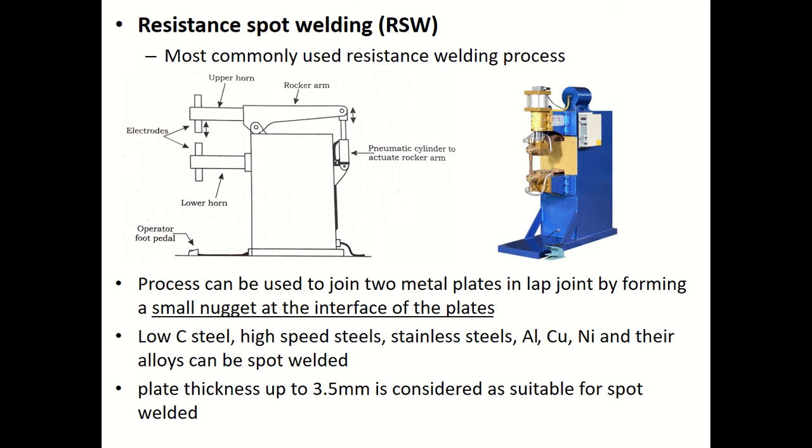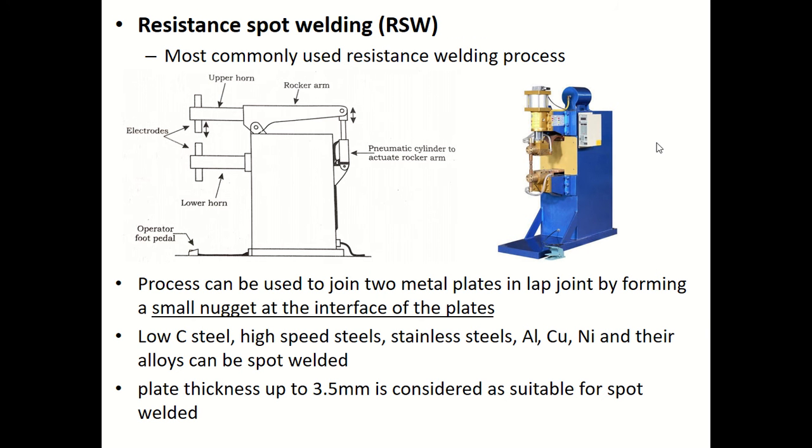So, compared with the other welding processes we learned, it utilizes a combination of heat and pressure to accomplish the coalescence between the workpieces which are in contact. And how is the heat generated? It is generated by the electrical resistance to the current flow at the junction to be welded.